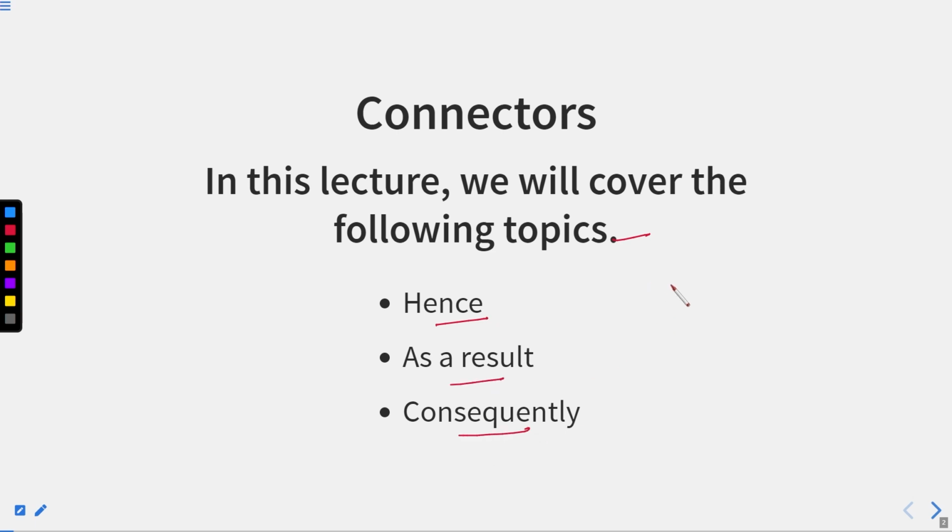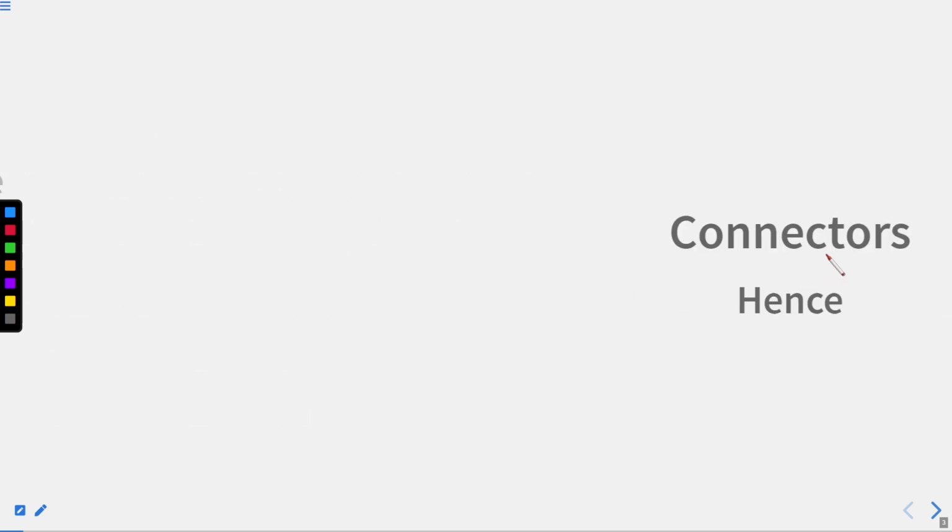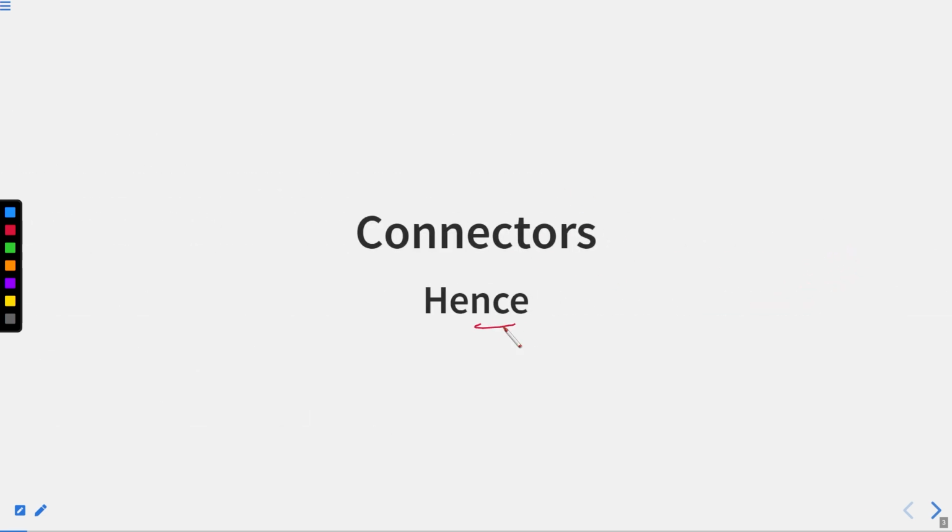As in our earlier session, we started discussing result or effect denoting connectors. So there we started with the effect denoting conjunctions or the result denoting conjunctions. In this session, these three are actually result denoting, or you can say effect denoting conjunctions. So we are going to discuss these three in this session. So first we'll discuss the connector hence.